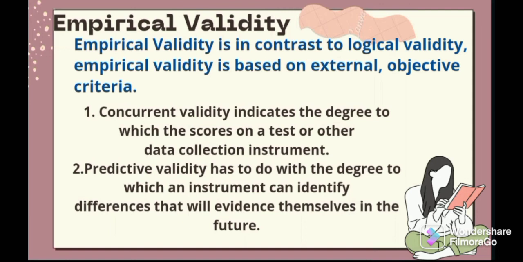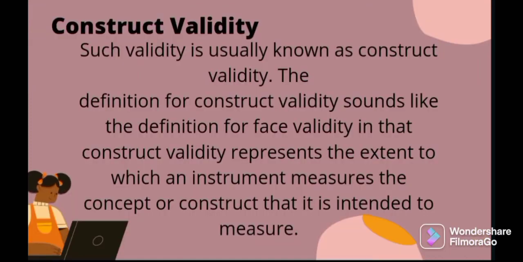Empirical validity is in contrast to logical validity. Empirical validity is based on external objective criteria. 1. Concurrent validity indicates the degree to which the scores on a test or other data collection instrument correlate with an external criterion. 2. Predictive validity has to do with the degree to which an instrument can identify the differences that will evidence themselves in the future.